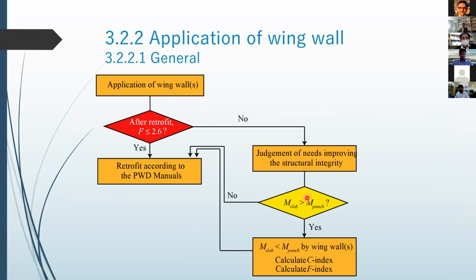If this equation is satisfied, that is, M punch is smaller than M slab, punching shear is expected. So we have to prevent this failure by installing wing wall, and calculate the C index and the F index. After that, we can go this way and retrofit according to the PWD manuals, because we have already determined the C and F indices for the flat plate structure.